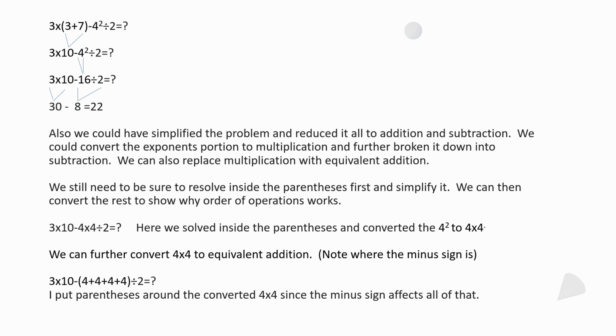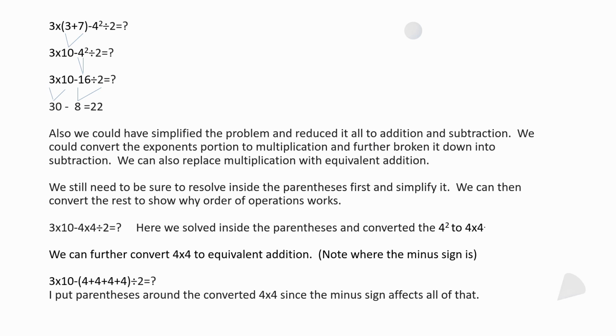So let's take a look at the problem and start out. Now, in this problem, we do have parentheses. If we didn't have parentheses, you would just go down the list and then look for exponents, then look for multiplication, and so on. But here we do have 3 plus 7 in parentheses, so we want to solve that first. And so you can see here on the second line where I've got 3 times 10 minus 4 to the second power divided by 2. All right, so we had parentheses. Do we have any exponents? Oh, yes, we do. If we look on that second line, we have 4 to the second power.